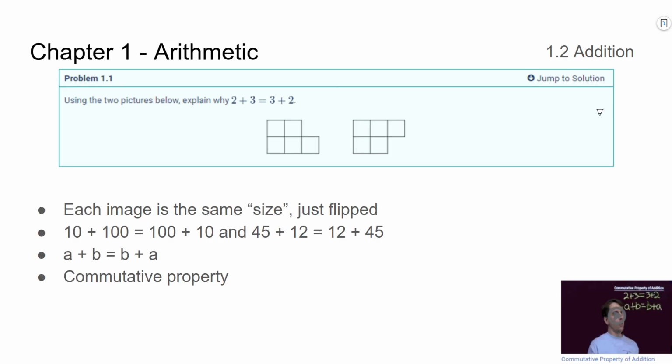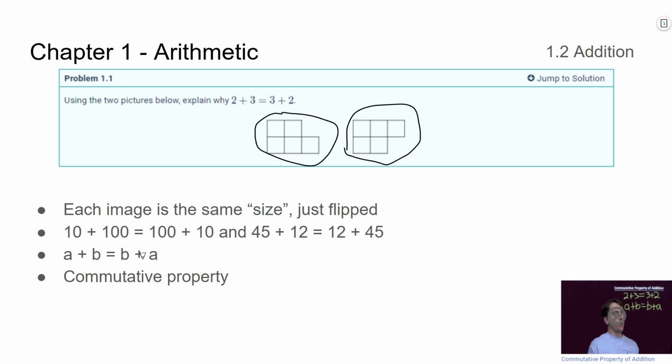All right, so as you can see by these images, this image right here is the same exact size as this image here. They're just flipped a different way, right? You just flip this upside down and it's still the same size. If you count the blocks in there, there's still 5 blocks in both of them. It's just oriented differently. So you can see that these are definitely the same. So if you have a 2 first and then a 3, it adds up to the same thing as if you have a 3 first and then a 2. All right, so yeah, they're the same size, just flipped.